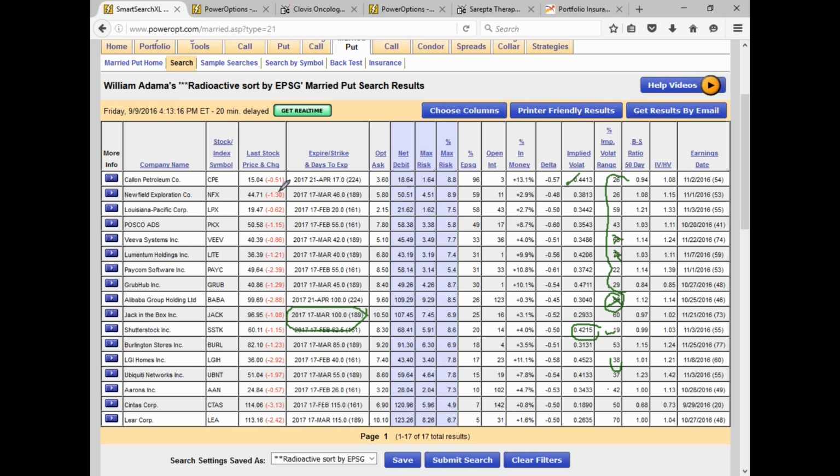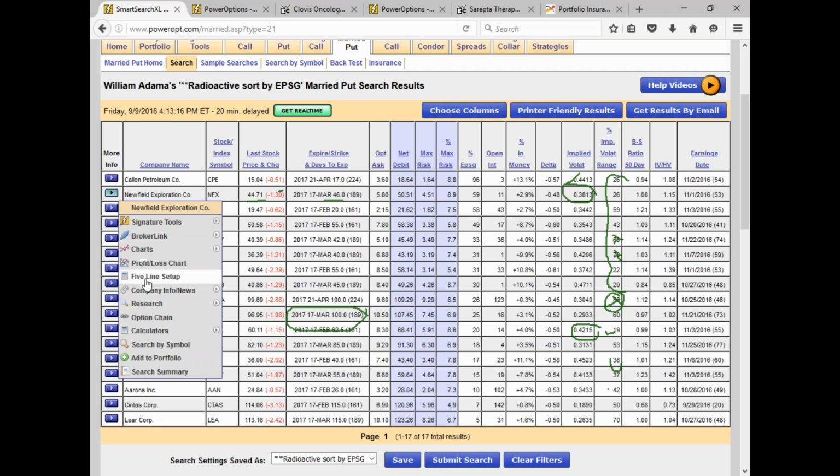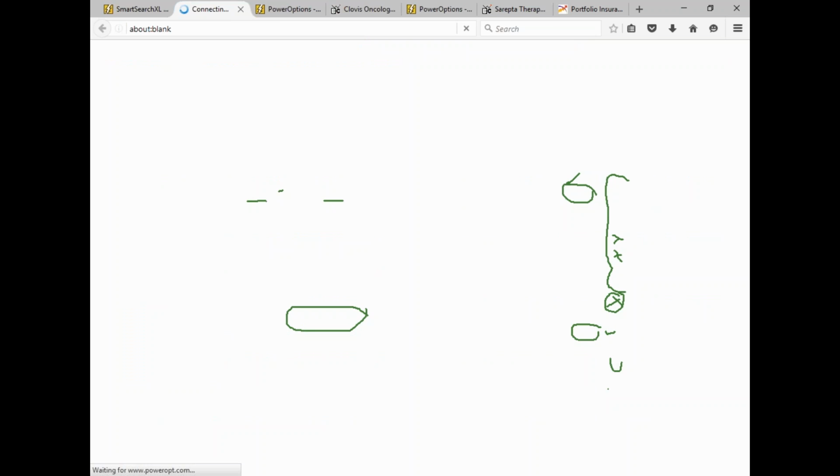Let's take a look at Newfield, NFX. It's about a $45 stock. The March 46 put right now has an implied volatility of 0.38. Okay, so let's do something neat here. Well, maybe I won't do it here. Let's go to the option research tool anyway.